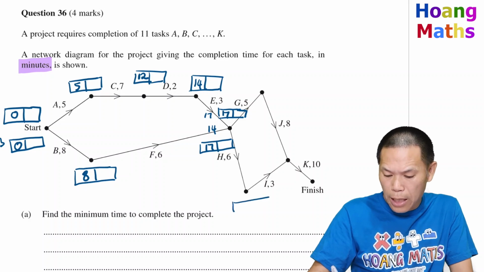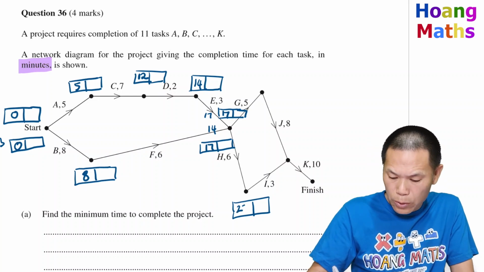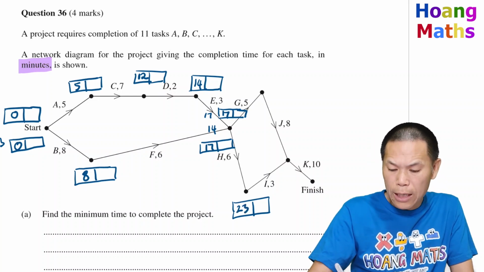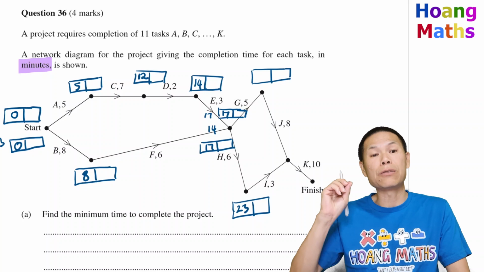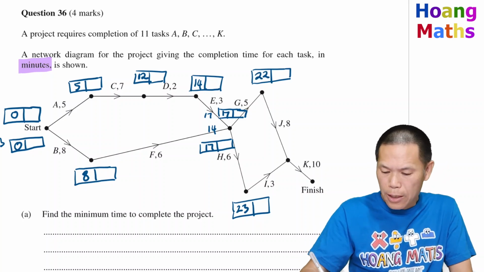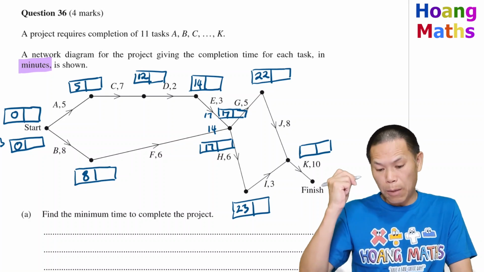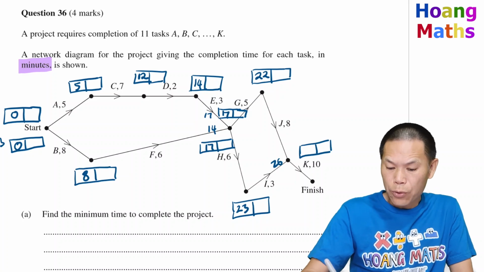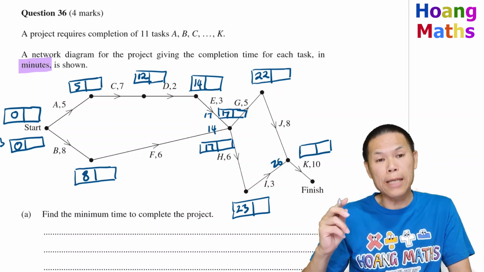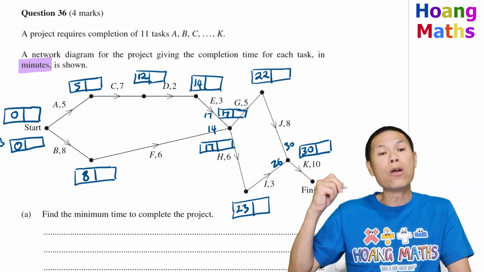Then we start on activity I. So 6 plus 17 is 23. And then to start on activity J, let me draw this. 17 plus 5 is 22. To start on activity K, we need to complete J and I. To complete I, 23 plus 3 is 26. To complete activity J, 22 plus 8 is 30. Therefore 30 is the earliest starting time for K.